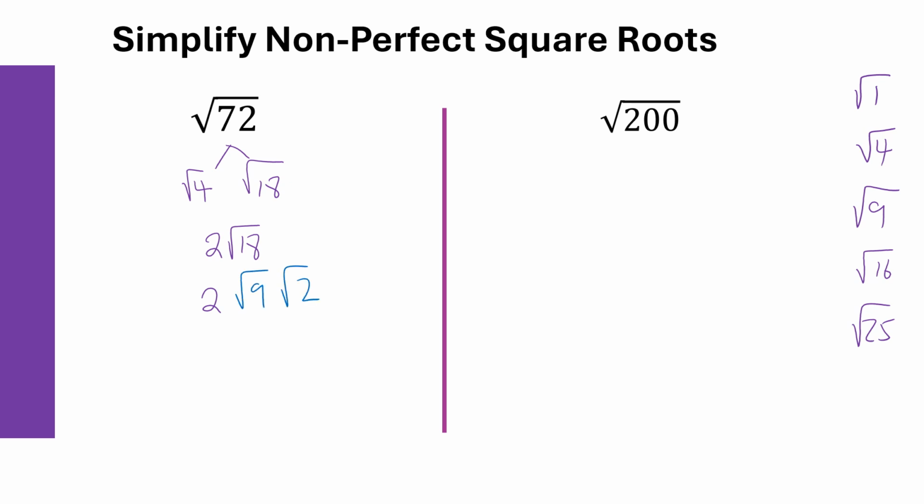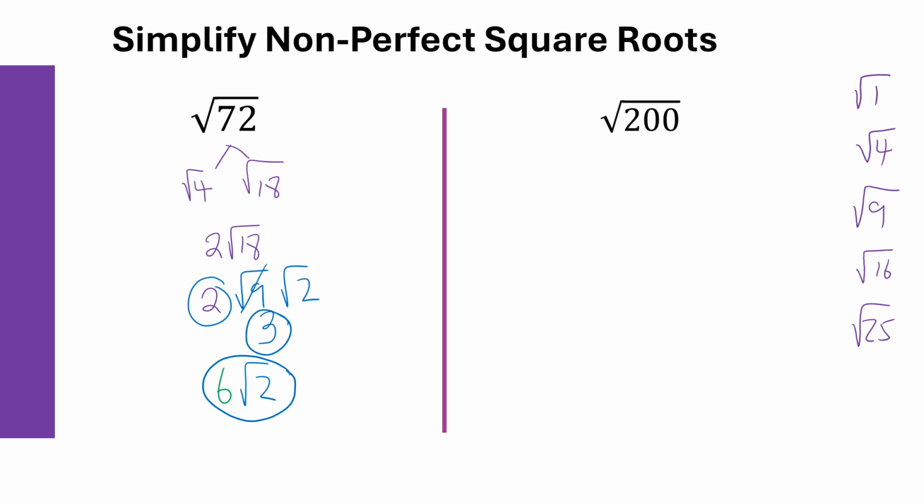And we know what the square root of 9 is. That's 3. So now I'm going to multiply 2 times 3, so that will give me 6. And you bring down the square root of 2. And that's the simplified version for the square root of 72.